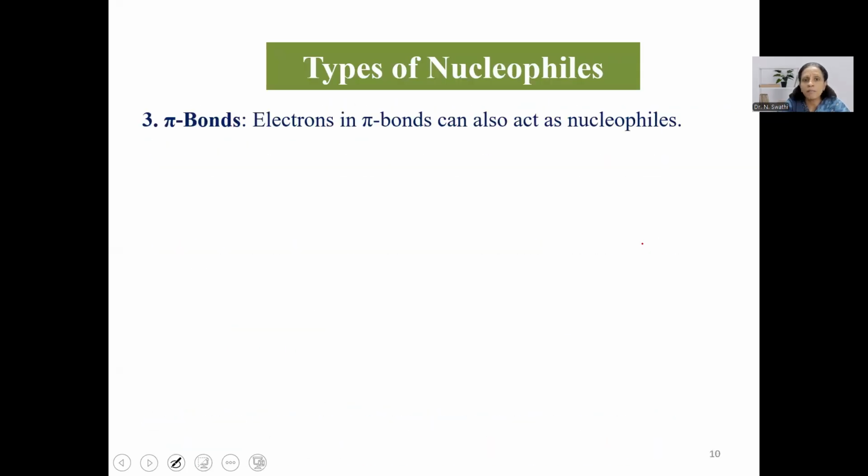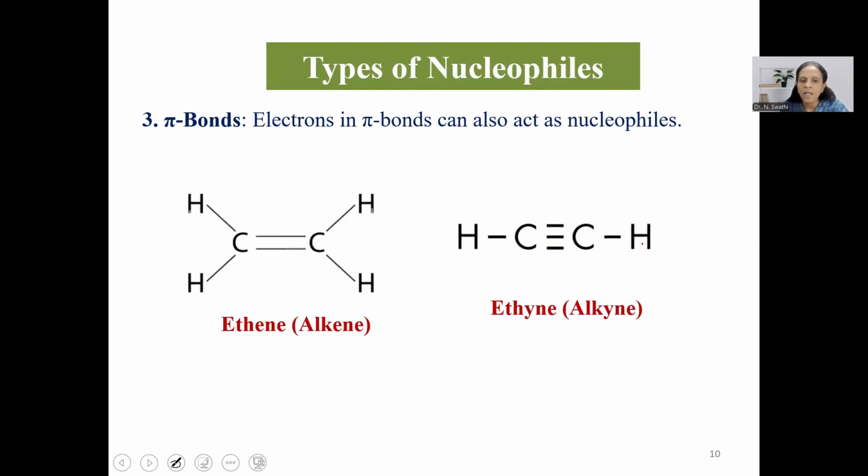Now the third type of nucleophiles are the ones which have pi bonds. The electrons available in the pi bonds are easily available to undergo any kind of reaction. In the case of alkenes, if you see the carbon-carbon double bond, one bond is a sigma bond, the other bond is a pi bond. In the case of alkynes also, out of the 3 bonds, one is a sigma bond and the other 2 bonds are pi bonds.